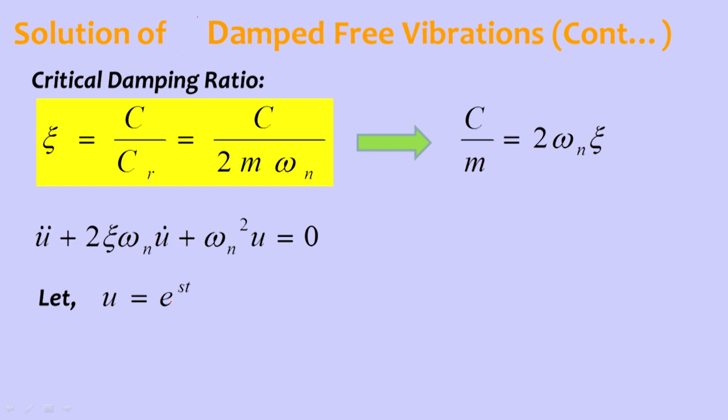U is equal to epsilon e to the power of st. This is a proposed solution. So hence we need two other terms, which are the acceleration term and also the velocity term.